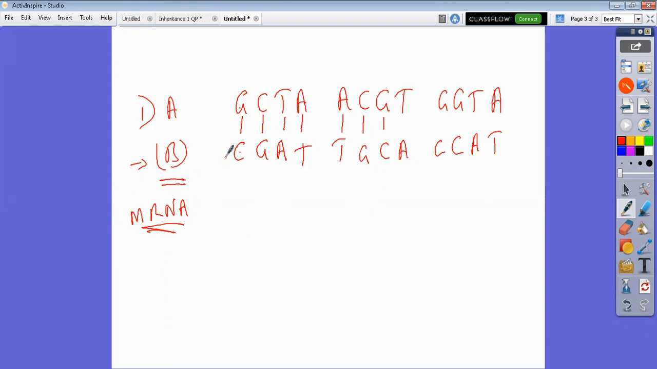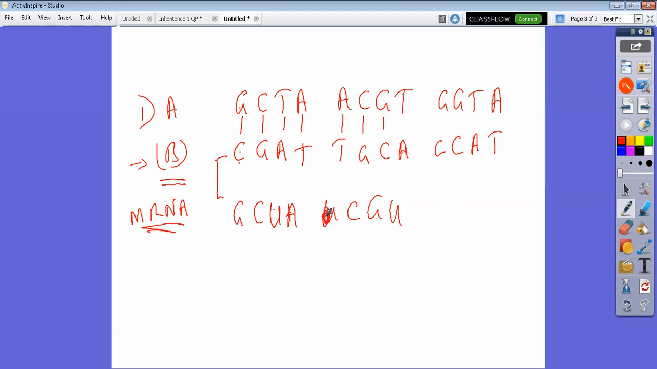Now, let's do this if it was an mRNA. So C pairs to G. This G will pair to C. This A will pair to what? To T. But do we have T in mRNA? We don't. So that's what we said, U. Then T pairs to A. A is there. Can you see that? Did I do the correct thing here?